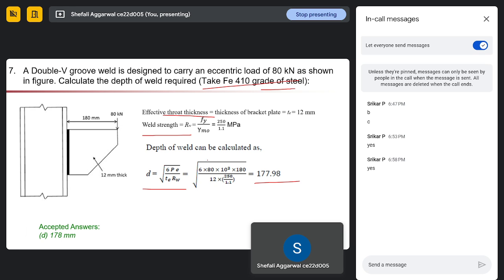Ma'am, small thing. Why are we considering throat thickness equal to the thickness of the plate? Just imagine from this point of view. This is our thickness, the plate is this much thick, and this will be completely filled by our weld part. So we are not considering 5/8 or 7/8 of the thing like previously, as in the normal weld design. Here we are considering the complete thickness of the plate only in case of eccentric. Okay. Got it.